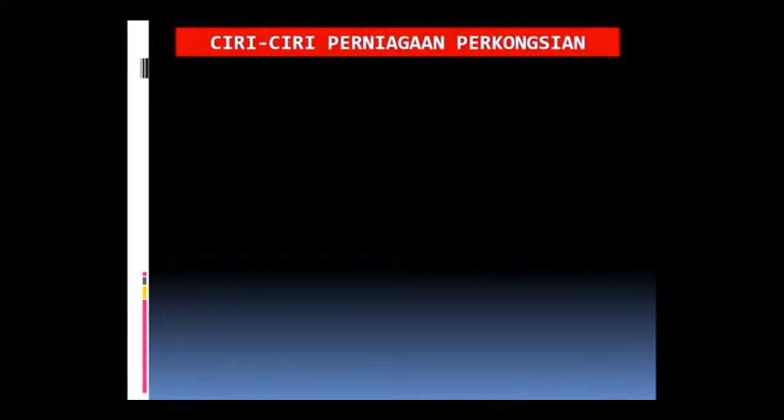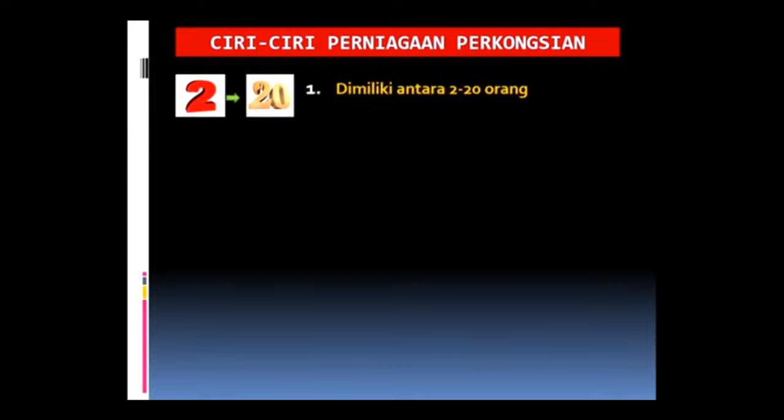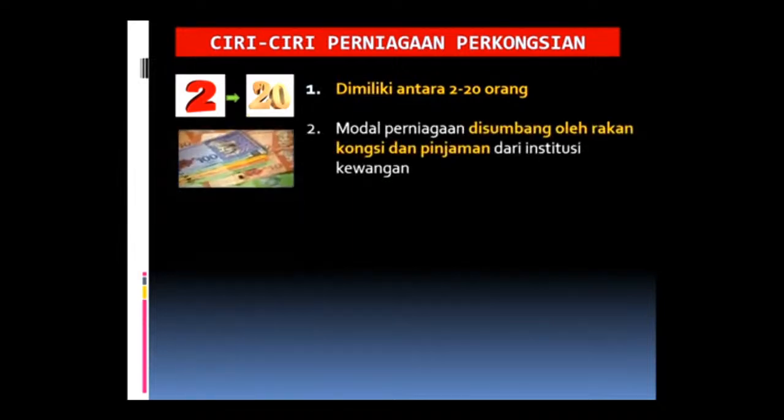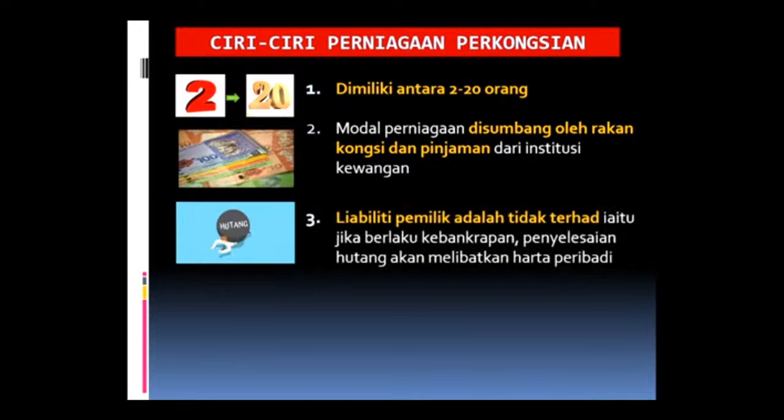Seterusnya, kita akan mempelajari ciri-ciri perniagaan perkongsian secara mendalam. Ciri yang pertama dari segi pemilikan, perniagaan perkongsian dimiliki antara 2 hingga 20 orang pemiliknya. Dari segi modal pula, ianya disumbangkan oleh rakan kongsi dan pinjaman dari institusi keuangan. Liabiliti pemilik ataupun rakan kongsi adalah tidak terhad, sama seperti perniagaan milikan tunggal, iaitu jika berlaku kebangkrutan, penyelesaian hutang akan melibatkan harta peribadi rakan kongsi.